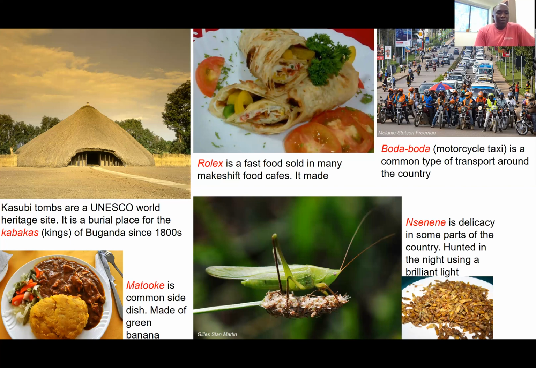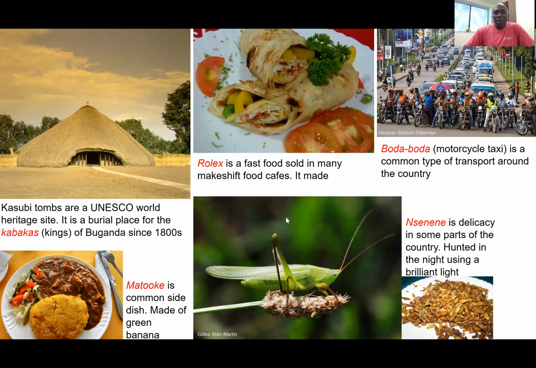Below, bottom left, I show a picture of matoke, which is the yellowish food you see here. Matoke is a common side which lots of people eat, and it is made out of green banana, like banana which hasn't ripened yet, and it's eaten with all kinds of gravy.